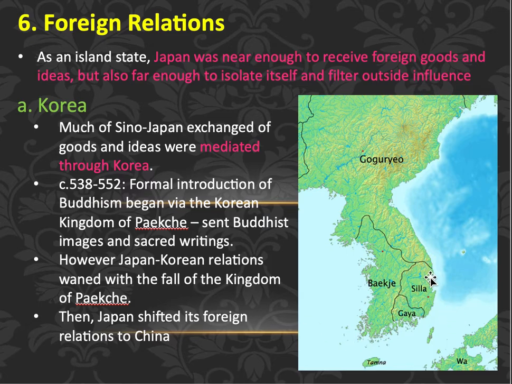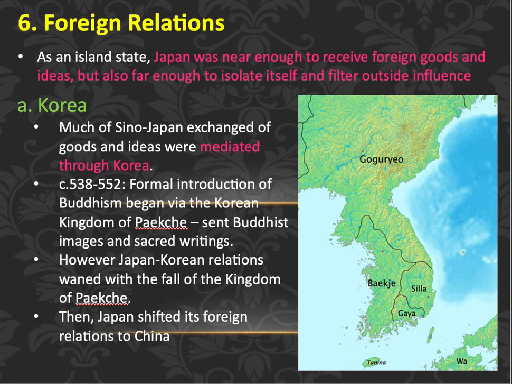So the nearest country to Japan is Korea. Okay, and the most important role of Korea in Japanese history is that Korea will be the mediator. Throughout history, Korea has always been the mediator of China and Japan. Korea has always been a vassal state of the Chinese dynasties. For example, Paekche is a kingdom in Korea, and it is where Buddhist images, Buddhist monks, and sacred writings of Buddhism were sent to Japan. So Korea is the nearest country to Japan and is usually the middle person between China and Japan.